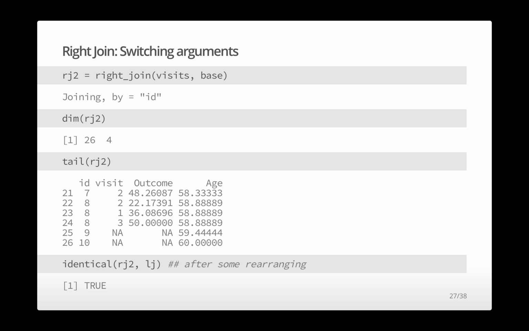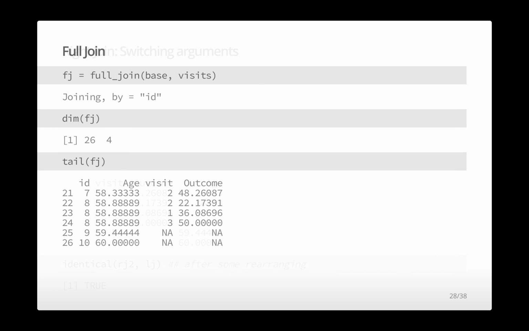Sorry if I missed this, but do you have to specify like many to one, one to many? Nope. So by default, we'll say join by ID. We'll do the intersection.